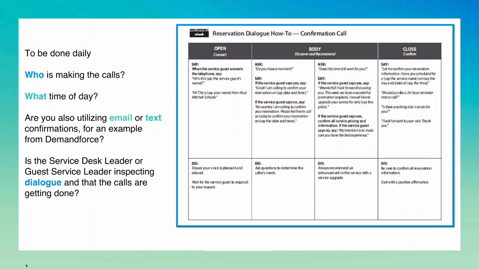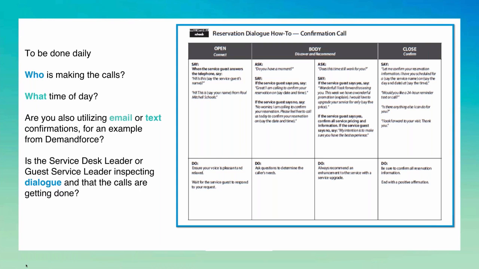The first call the service desk team should be making are the confirmation calls. Meet with your service desk leader to answer the following questions. Who is making the call? This is something that gets overlooked sometimes. But think about what type of energy is being delivered over the phone. What about in a voicemail?